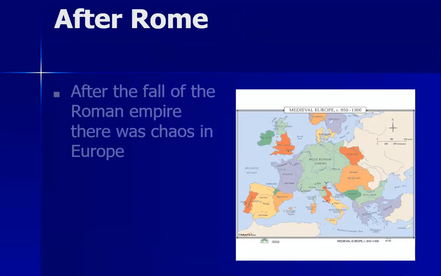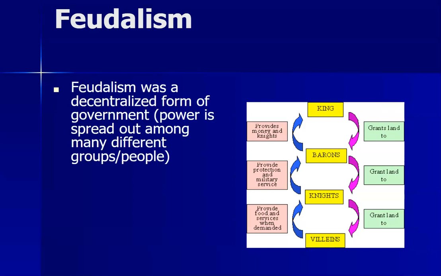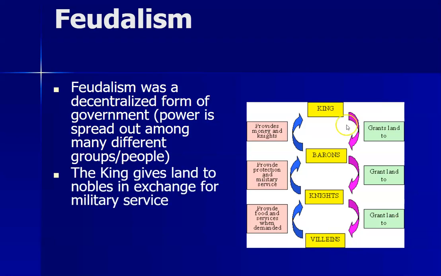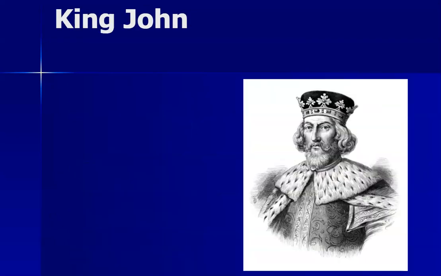Now, after the fall of Rome, there was chaos in Europe, and many different kingdoms arose from the ashes, ruled by the very barbarians that destroyed the empire. Feudalism developed. Now, feudalism is a decentralized form of government, where power is spread out amongst many different groups of people, with the king at the top, barons, knights, and of course villeins. Now the king gives land to the nobles, the barons, or the dukes, or the thanes, in exchange for military service. The nobles give land to other nobles, or knights, in exchange for military service.